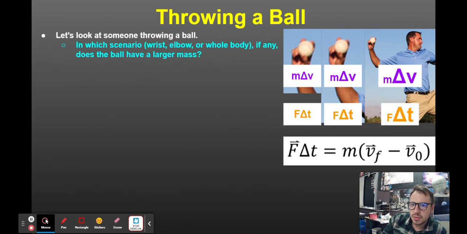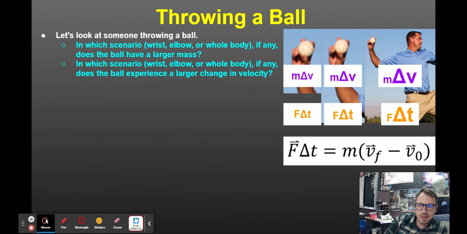So let's look at somebody throwing a ball. In this one, I had somebody throw a ball with the wrist, somebody throw it with just their elbow, and then somebody throwing it with their whole body. So in which of those three scenarios does the ball have a larger mass? Well, it's the same ball, right? I just haven't used the same ball.